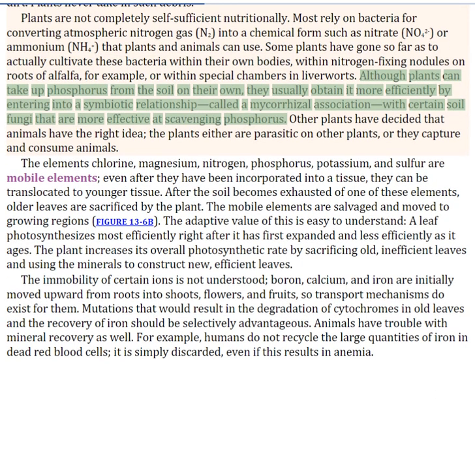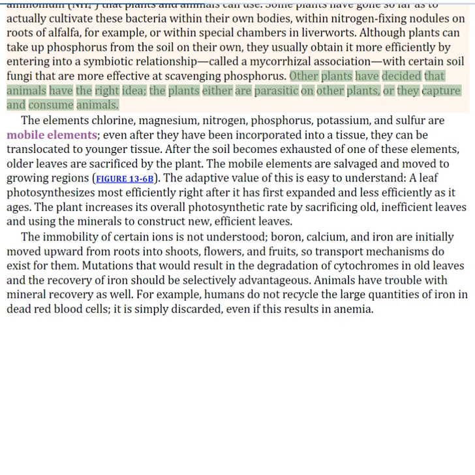Although plants can take up phosphorus from the soil on their own, they usually obtain it more efficiently by entering into a symbiotic relationship, called a mycorrhizal association, with certain soil fungi that are more effective at scavenging phosphorus. Other plants have decided that animals have the right idea. The plants either are parasitic on other plants, or they capture and consume animals.